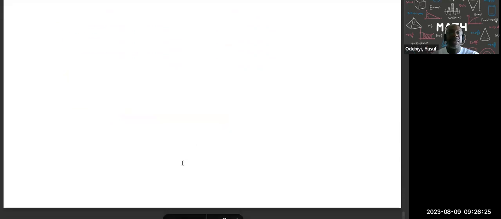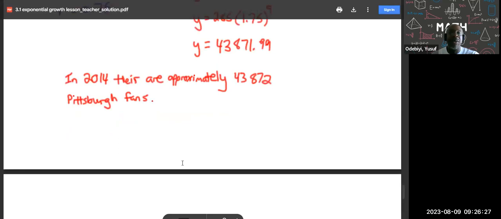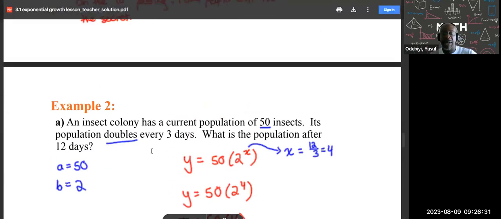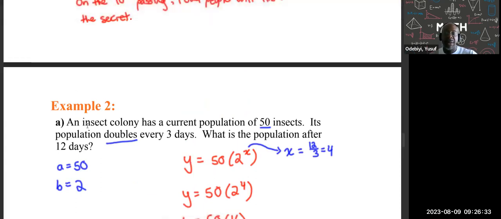Okay. And I believe we are done with the exponential growth. So now we're going to go and do the exponential decay.